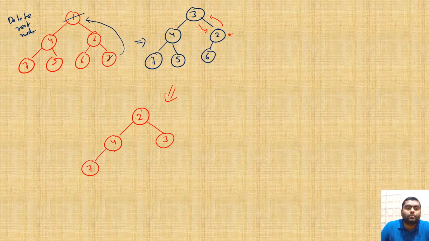7, 5 and it is 6. Okay, so the final answer is this. So if you write it in array form, it is 2, 4, 3 and 7, 5 and 6.